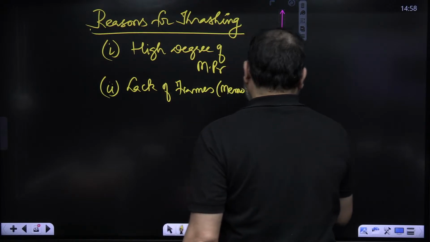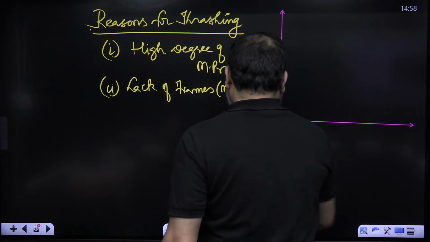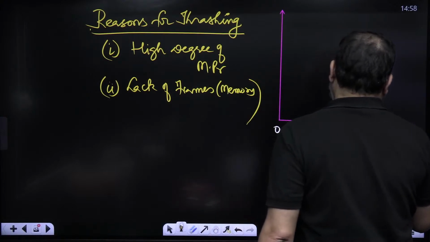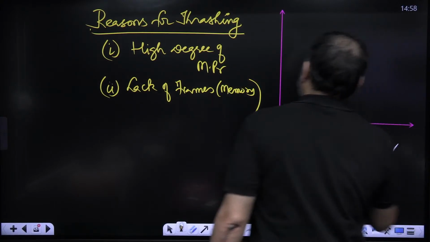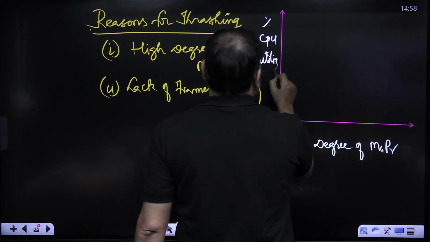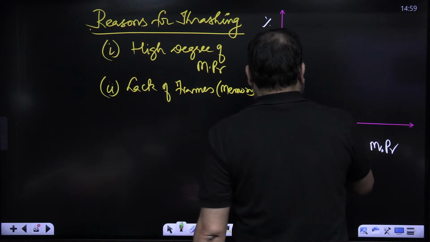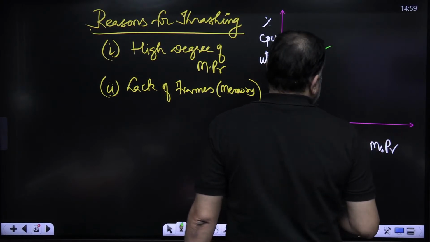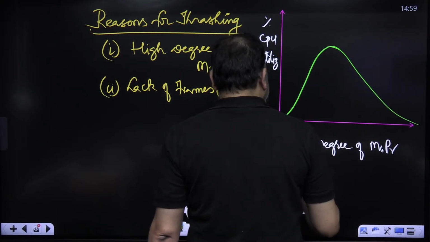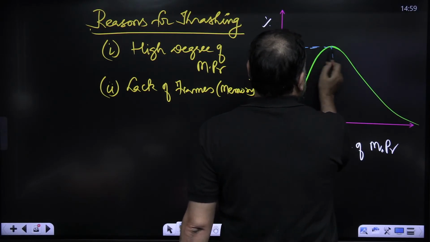ठीक है? Generally what happens is if you increase the degree of multi-programming, if you mark degree of multi-programming on x-axis and on y-axis you say percentage CPU utilization. So as you increase the degree of multi-programming, the utilization will also increase and reaches to some top. And after that it remains constant and then it starts declining. So this is the highest degree of multi-programming where you can achieve the maximum utilization of CPU.